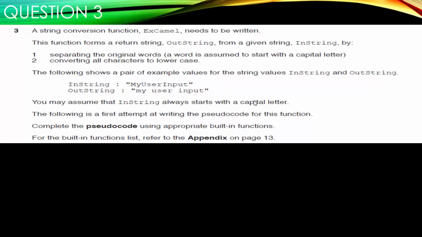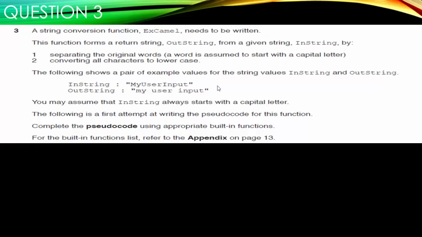So the in string that's being passed to the function is my user input. When we clean it or output it and run it through the function, everything will be lowercase, and we're going to insert a space between each word. How do we know when a new word starts? Well, if you look closely, you'll see my starts with a capital M. The next word starts with a capital U, and then input starts with a capital I. So that allows us to figure out when a new word starts. Now it says you may assume that in string always starts with a capital letter.